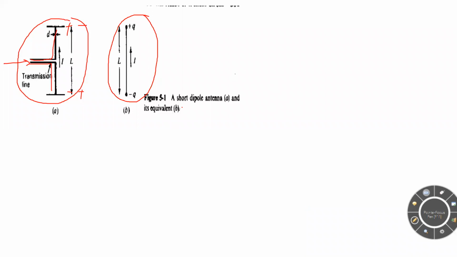Now remember, we are calling it a short dipole. In this consideration, we have L less than lambda by 10, which basically implies L is very much less than lambda. So this is the condition, that the length of this dipole is very much lesser than the operating wavelength.